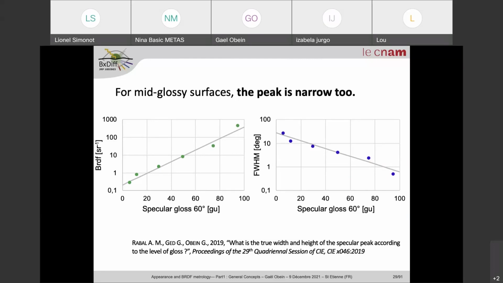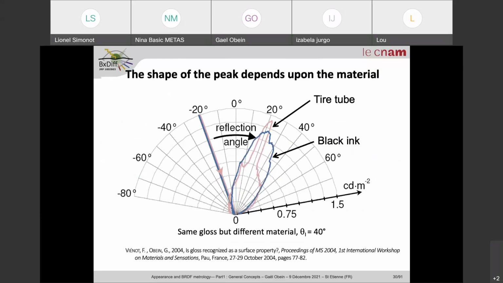And one last thing is about the material. This is something we did with two different materials, a tire tube and a black ink paper. And we could see that we had almost the same value of gloss with the gloss meter that I will talk about later, but not the same shape. And I really believe that we have a sort of database of specular peaks in our brain, and we can identify some materials like this because they have a signature that is embedded in their specular peak.